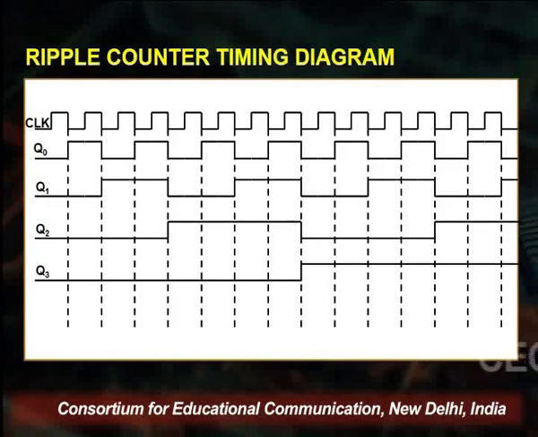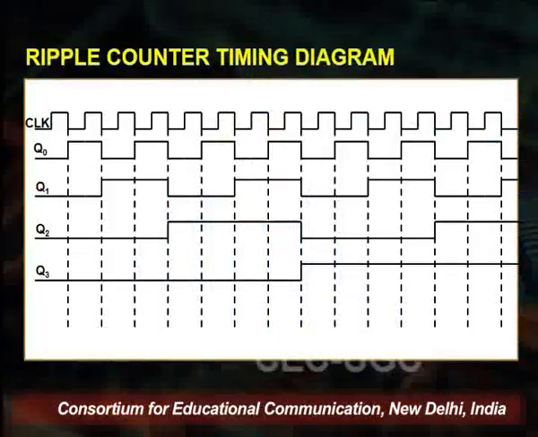So after these 8 falling edges, the value of Q3 changes at the 9th falling edge, and we get the output as 1 0 0 0. At the 10th falling edge, we have the output as 1 0 0 1.